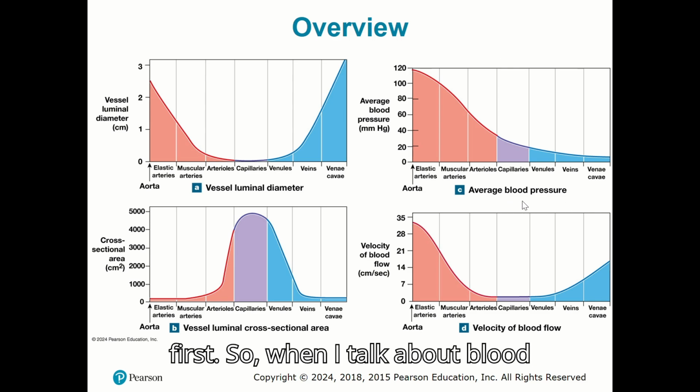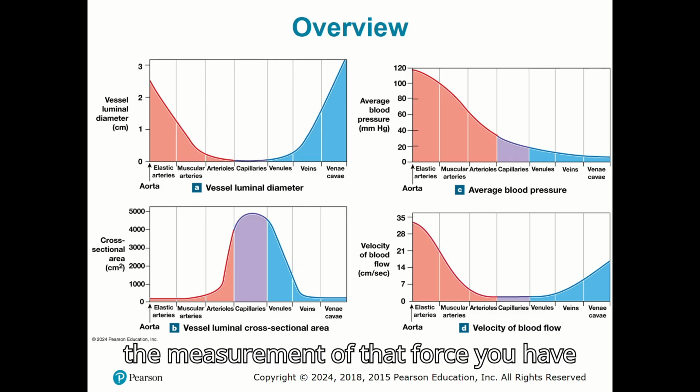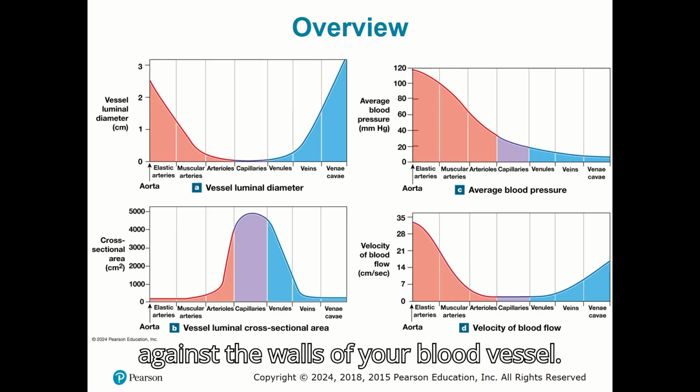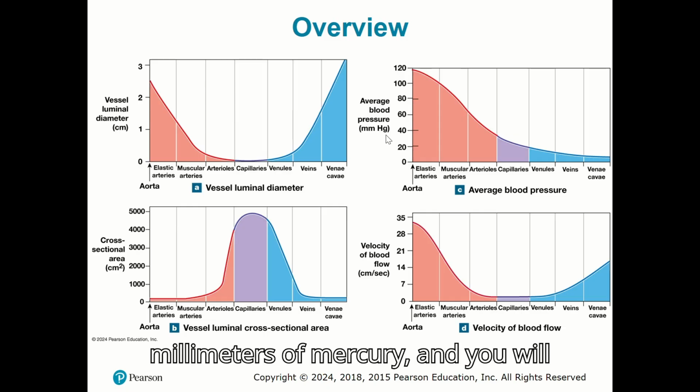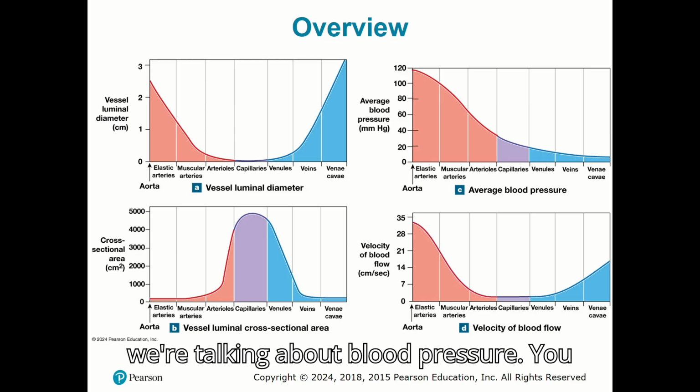So when I talk about blood pressure, it is going to be the measurement of that force you have against the walls of your blood vessel. We usually will measure that in millimeters of mercury. And you will generally get two different numbers when we're talking about blood pressure.